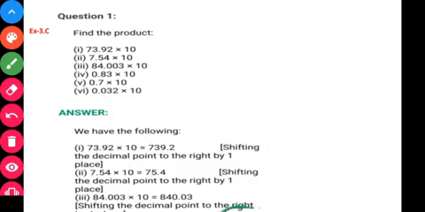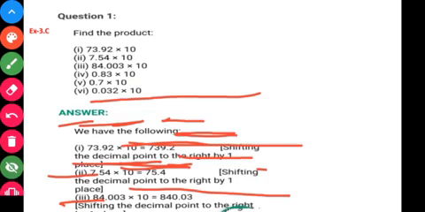Now next exercise 3.C is given, find the product. Here you learn product, how to multiply decimal by decimal, how to multiply a decimal by 10, 100, etc. So here this is a case of decimal multiplied by 10. You know, when a decimal is multiplied by 10, then the decimal is shifted to the right side.